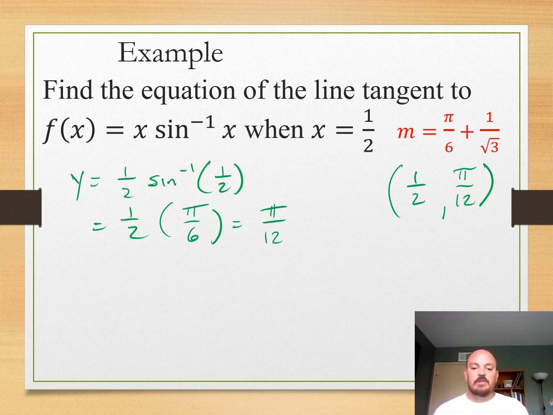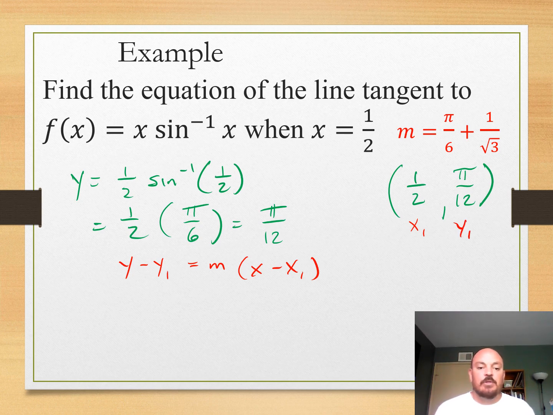So now we have everything we need in order to answer the question. Remember, when you're answering your question, you're doing y minus y1 equals m times x minus x1. And the x1 and the y1 are the point, and the m is the slope. That's written up there in red.